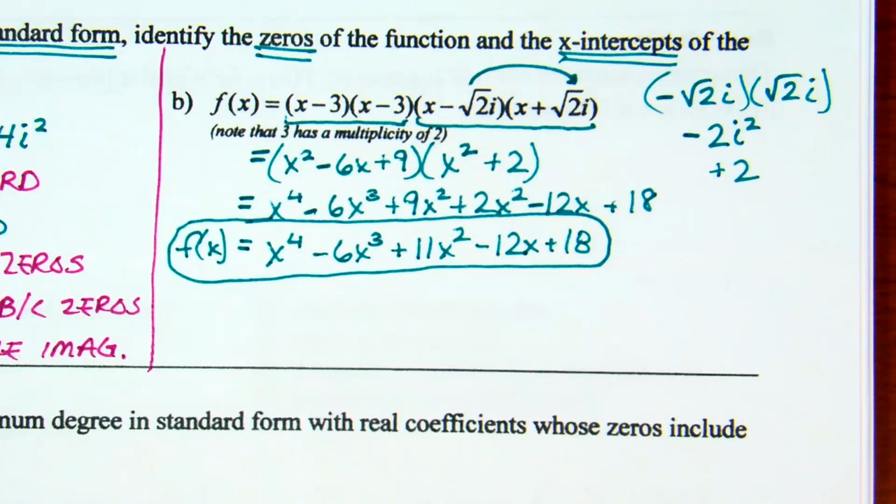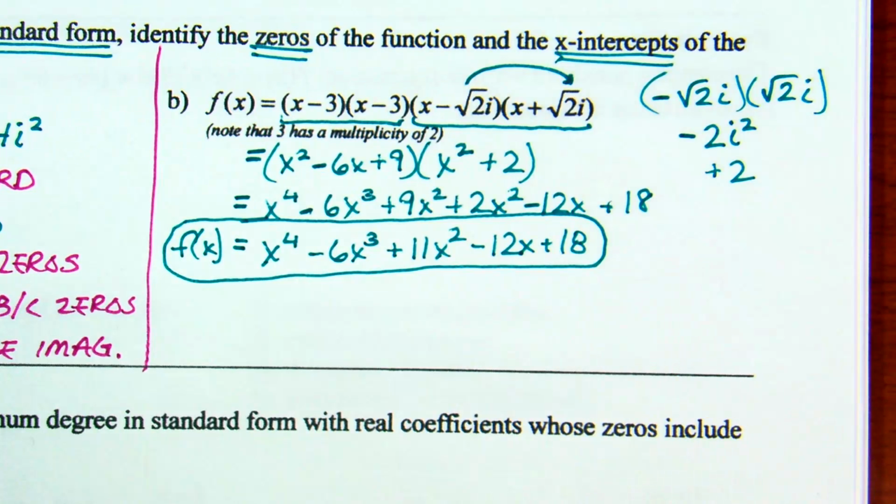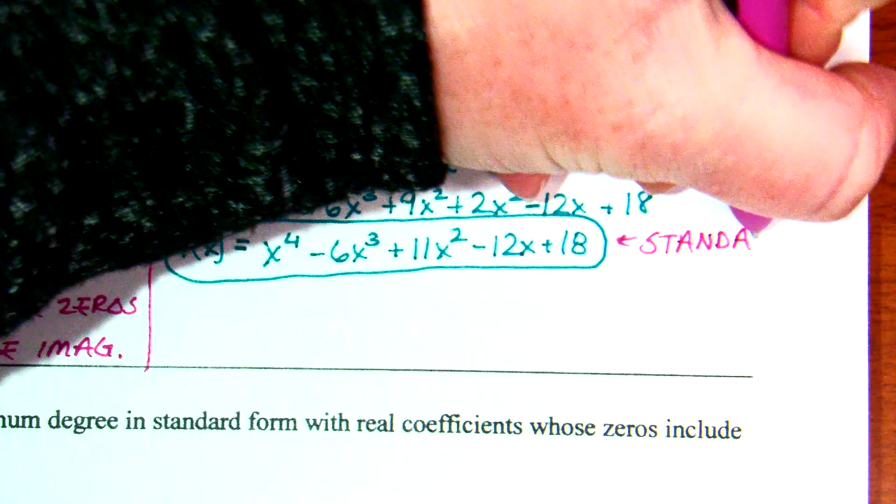Okay, guys, the downfall of this lesson, you have lots of multiplying like this to do. Okay? I mean, it's good. It's algebra. It's just tedious. Okay? So this is my standard form.